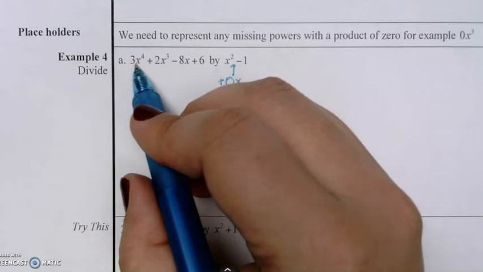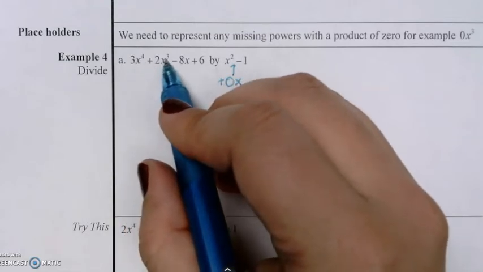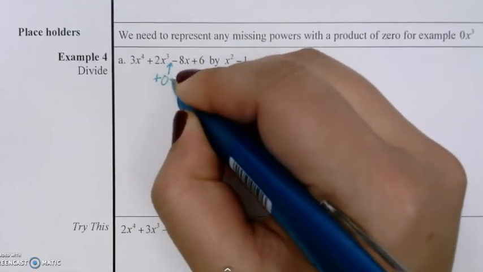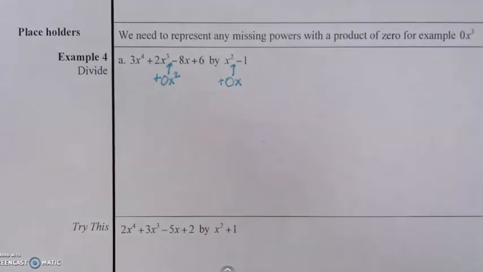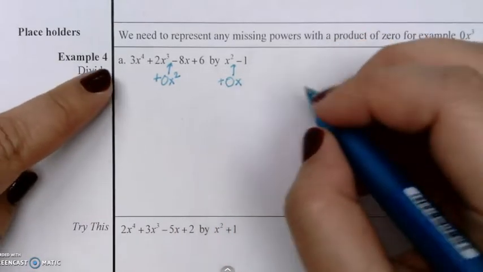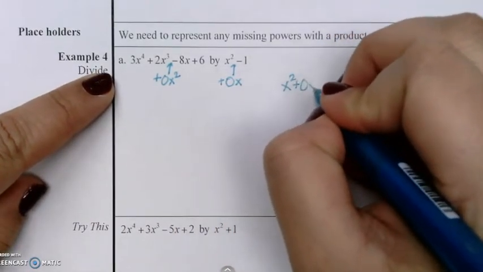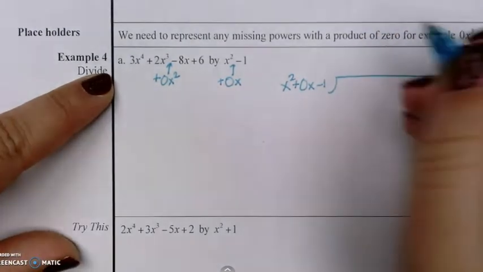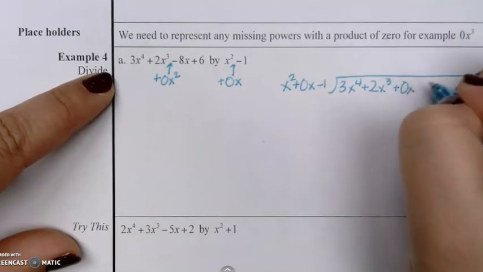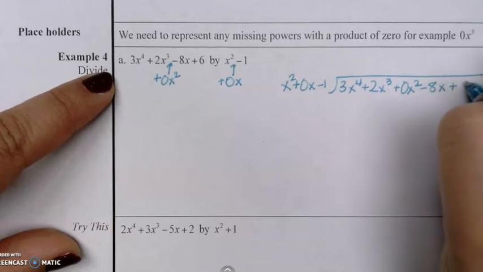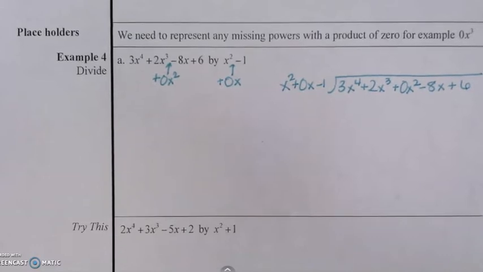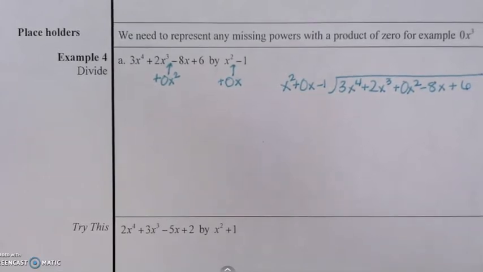So if we look at our numerator here, we have degree 4, degree 3, degree 1. So that means in here I have to add 0x squared to hold the place of our degree 2. So let's go ahead and write our long division statement. X squared plus 0x minus 1 into 3x to the 4th plus 2x cubed plus 0x squared minus 8x plus 6. From here, the division process is the same as what we've seen in our last few examples. We are going to identify, divide, multiply, and subtract.